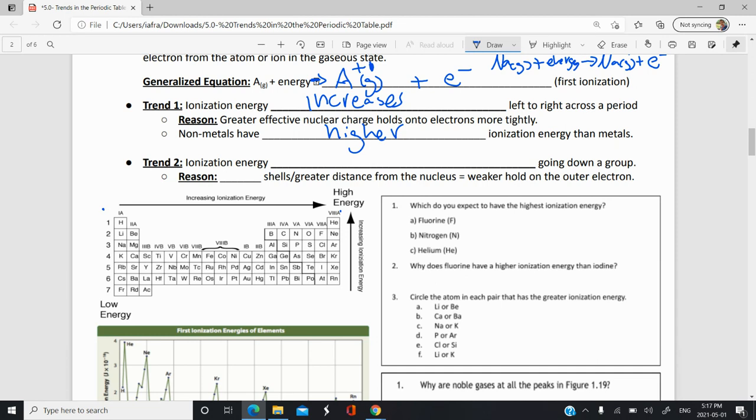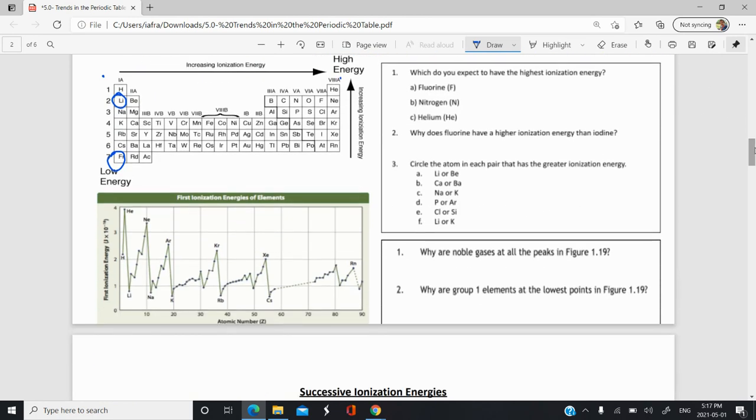Ionization energy going down a group, we saw, tends to decrease. The reason for that is that there are more shells, greater distance from the nucleus, so there's a weaker hold on the outer electrons, which means that you don't need as much energy to rip them away. That's why, for example, francium over here would have a lower ionization energy than lithium over here, because there are so many shells in between the nucleus and the outer electron. And then we saw how to read this graph for ionization energy and atomic number.